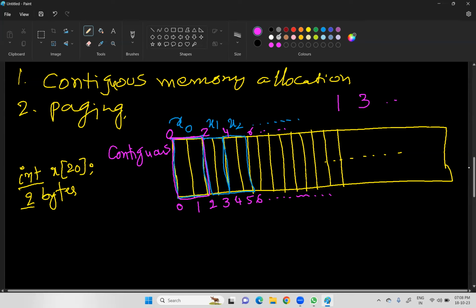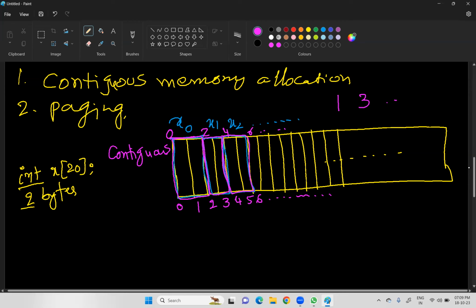If you understand this particular contiguous in a proper way, then what I am speaking is very, very easy to understand. It's very important for you. So that is that allocation. 0 to 2 is one item, 2 to 4 is another item, 4 to 6 is another item, 6 to 8 is another item, and so on.